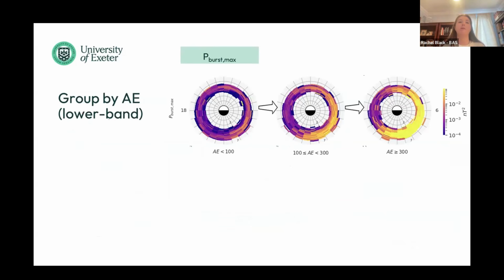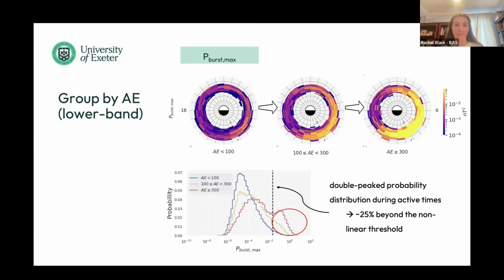So first here, I'm showing the maximum power in the burst averaged in these MLT and L star bins, but this time separated by activity levels. So as we go across this row, we're going up in activity, starting from quiet through to moderate to active conditions. Again, you can see there's a clear increase in the average power within particularly this post-midnight morning sectors as we go up in activity.